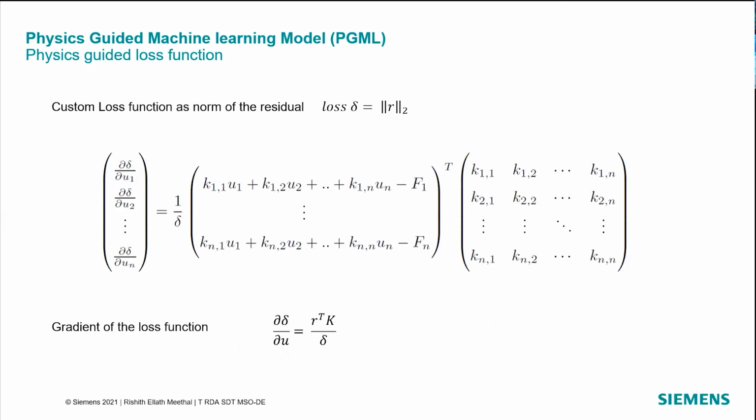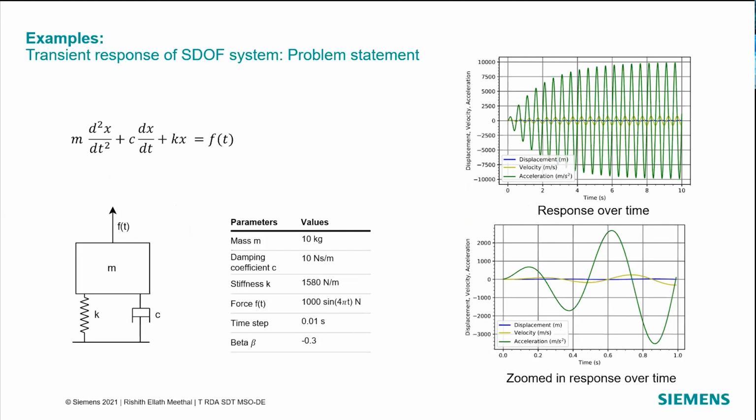So when we formulate or calculate the derivative of our loss with respect to output, we get it as residual times the stiffness matrix divided by the loss. So this is the loss function we used for training our neural network. And now let us consider a couple of examples from the structural dynamics we solved using this PGML model.